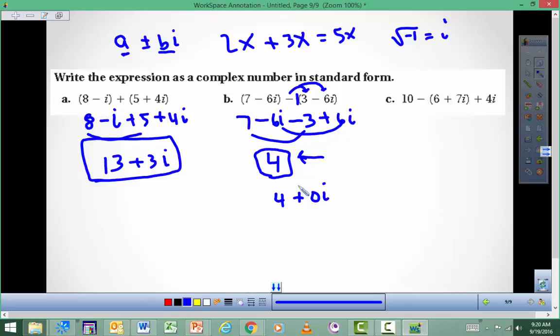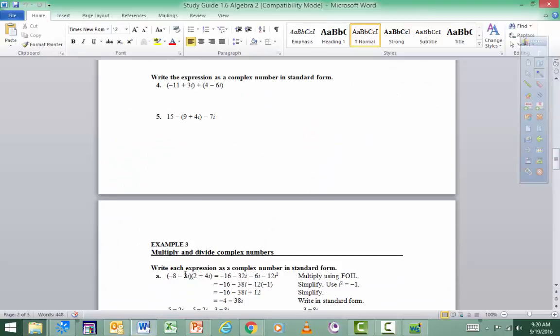How about if you go ahead and do numbers 4 and 5 now on your study guide? Okay? So go back to your study guide and do numbers 4 and 5. I'll give you like 2 minutes to do that one. And once again, I'll just pause.